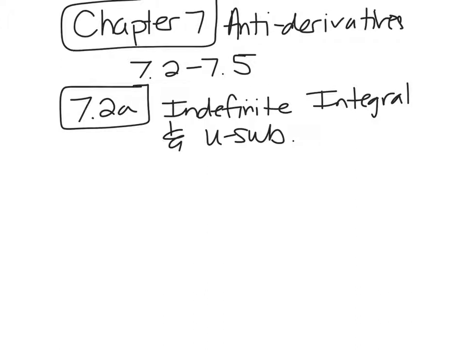Now, you guys know how to find the definite integral. That's the integral from a to b, and we found that by doing antidifferentiation. Now, what we're going to do is the indefinite integral. It looks like this: the integral of f of x dx, and it's not going to have an interval from a to b. It's just going to be for the entire function.